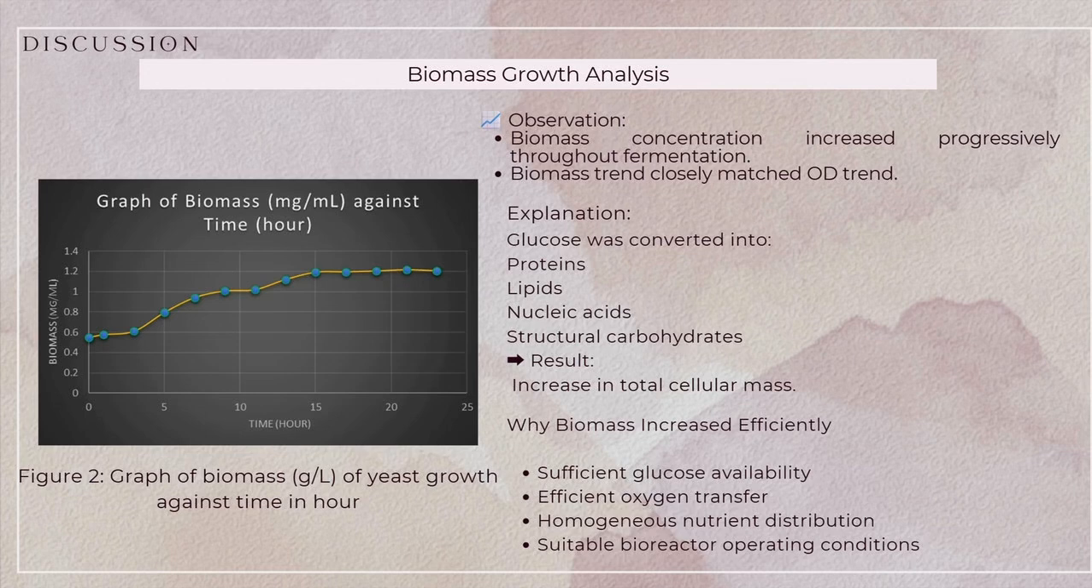In addition, the efficient operation of the bioreactor contributed significantly to biomass formation. The 6-bladed disc impeller enhanced mixing efficiency and oxygen transfer, while the baffles prevented vortex formation and improved mass transfer throughout the fermentation broth. These conditions ensured homogeneous nutrient distribution and supported continuous microbial growth during the fermentation.